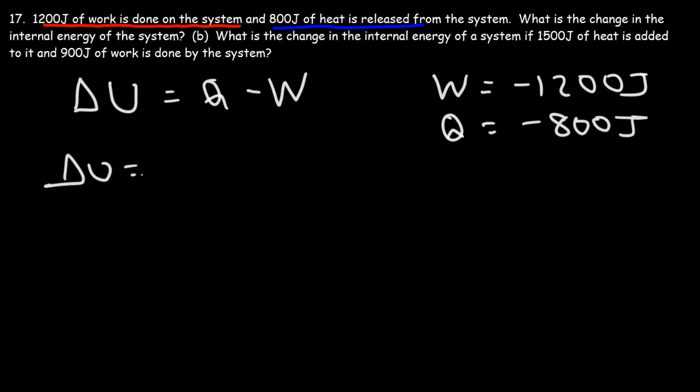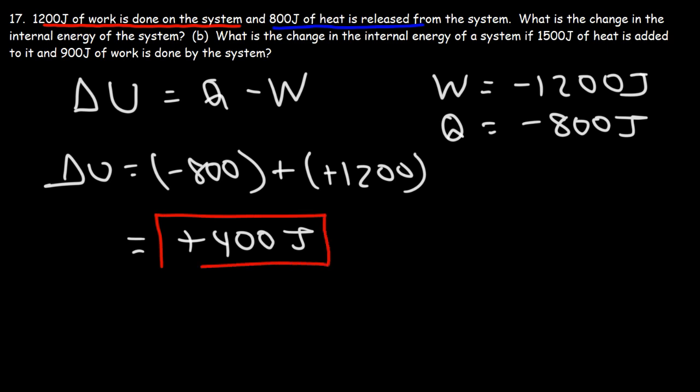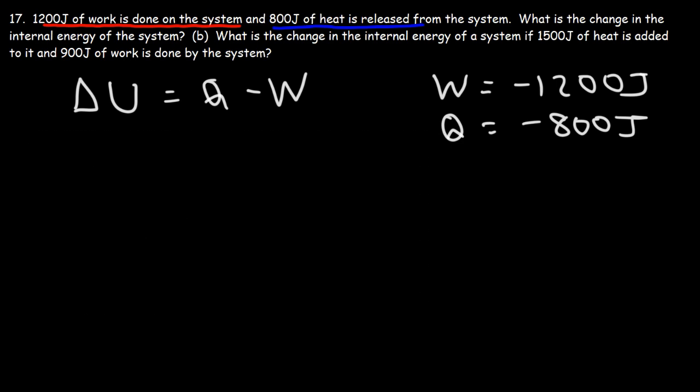So delta U is going to be negative 800 minus negative 1200. And so we could change these two negative signs into a positive sign. So negative 800 plus 1200 is positive 400 joules. So this is the change in the internal energy of the system, which means that the internal energy of the system increased by 400 joules. Now, what about part B? Feel free to try that if you want to.